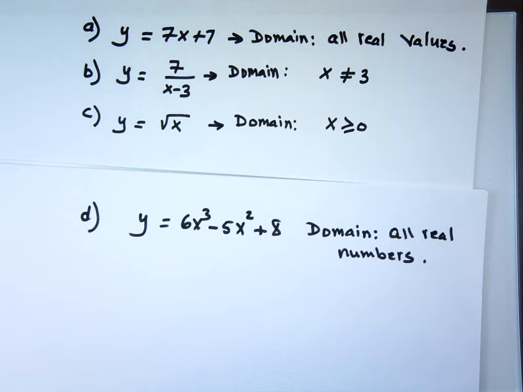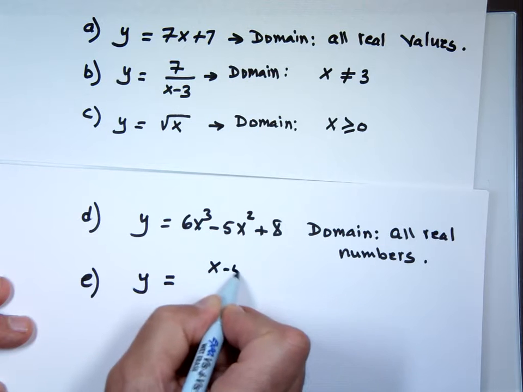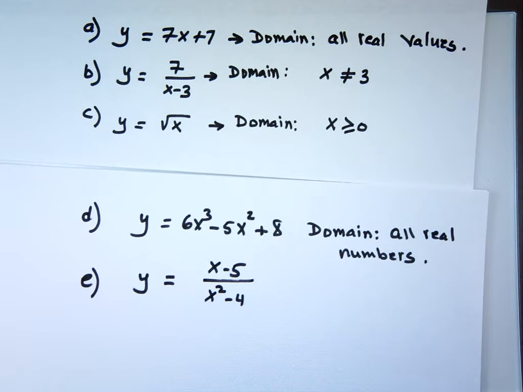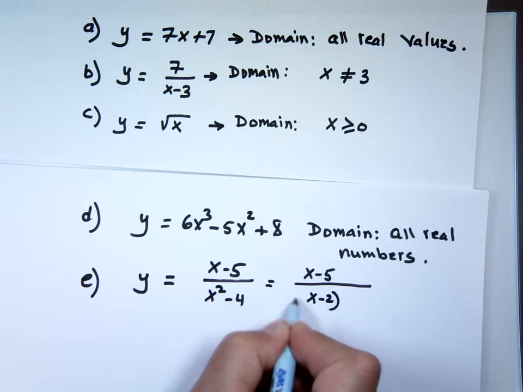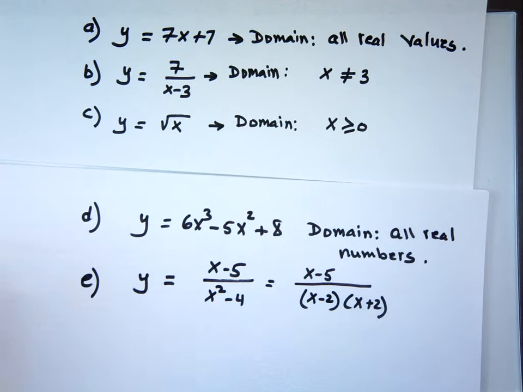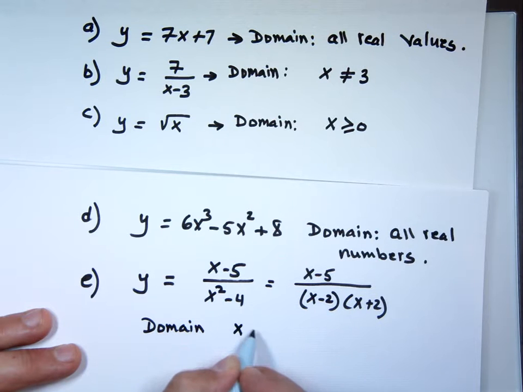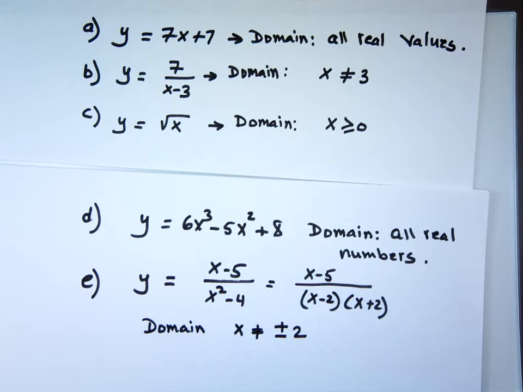On the other hand, if I have y equals x minus 5 over x squared minus 4, first, the x squared minus 4, can I factor that? Isn't that x minus 2 times x plus 2? That's the difference of two squares. So what values can't we use for this one? X cannot equal what? Positive or negative 2. That means any number but these two numbers. That's your domain.